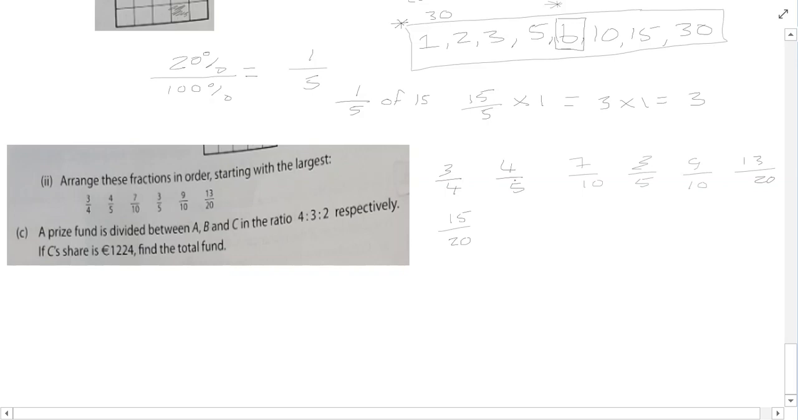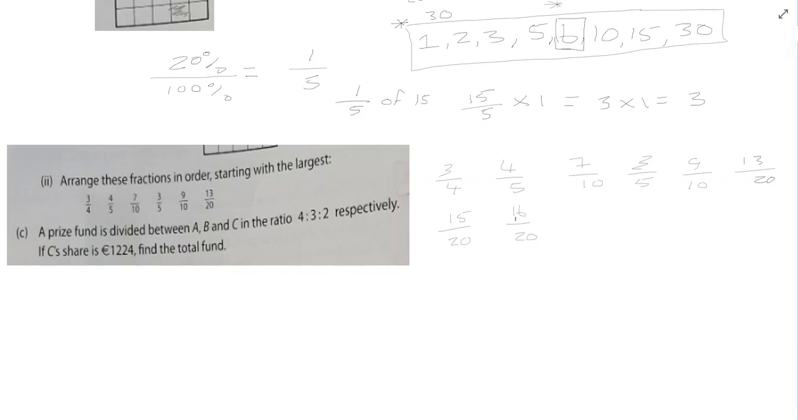If we move on to the next one, what do I have to do to the bottom to change it to 20? I have to multiply the bottom by 4. If I multiply the bottom by 4, I have to multiply the top by 4. So let's rewrite this one out. I'm going to multiply the 5 by 4, which will give me 20. And then I'm going to multiply the 4 by 4. 4 and 4 is 8, 8 and 8 is 16. So it's 16 over 20.